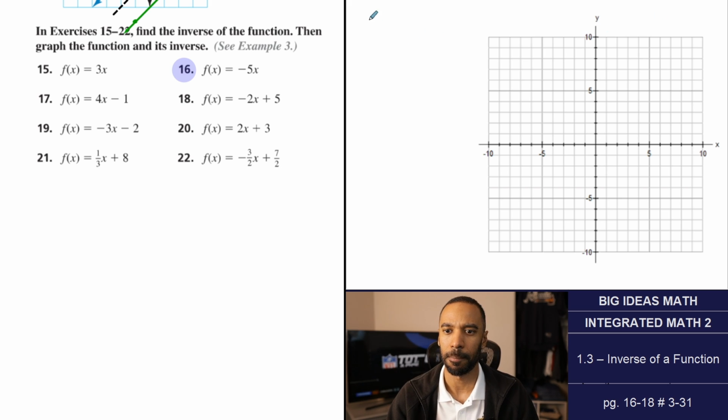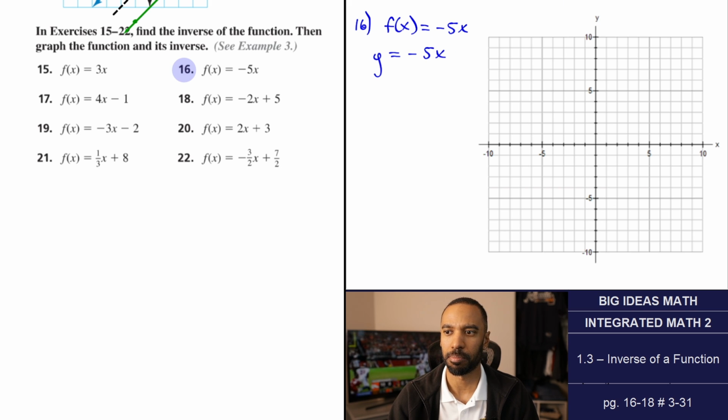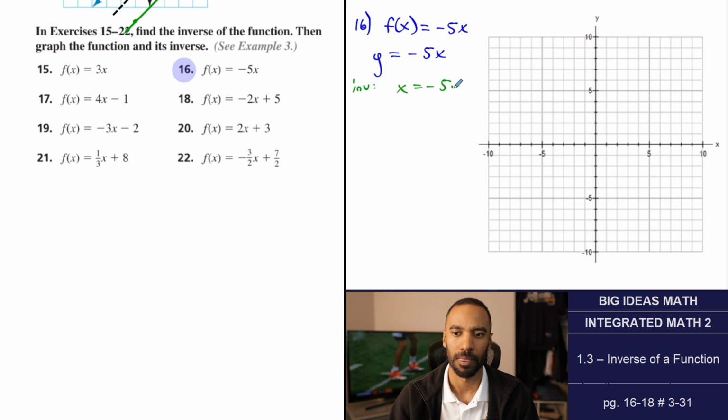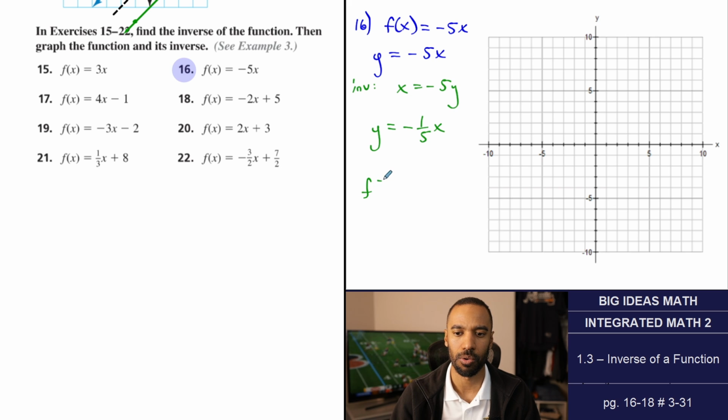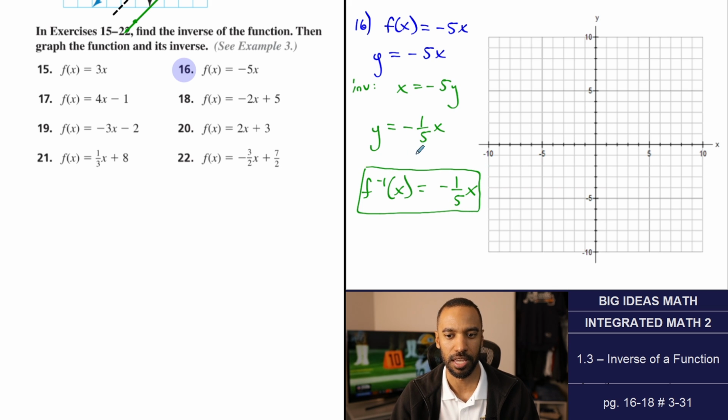Number 16, we now have f of x equals negative 5x. Y equals negative 5x, and now let's apply that inverse by swapping x and y. We get y by itself by dividing both sides by negative 5. 1 over negative 5 is indeed negative 1/5. So negative 1/5 x is the inverse, or with inverse notation involved, which the book didn't happen to show. Maybe they will in a different problem where they explore it and say, note that it looks like this. We've seen that kind of thing before.